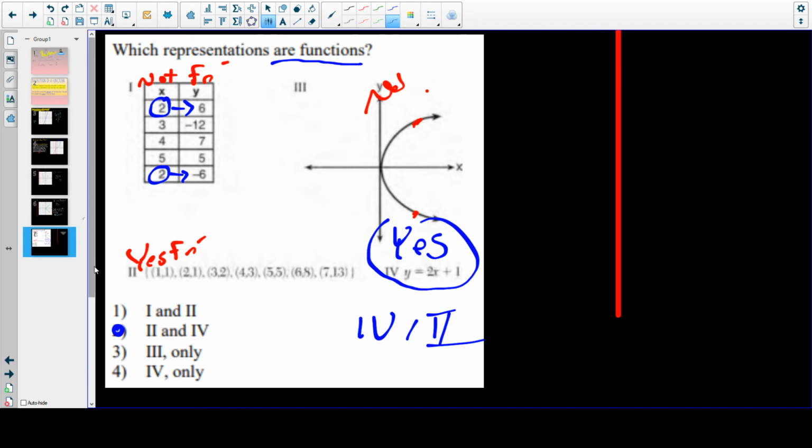So, in summary, if you're given a graph and you want to know if it's a function or not, you're going to use your vertical line. If the vertical line touches the graph in 2 spots, it is not a function.